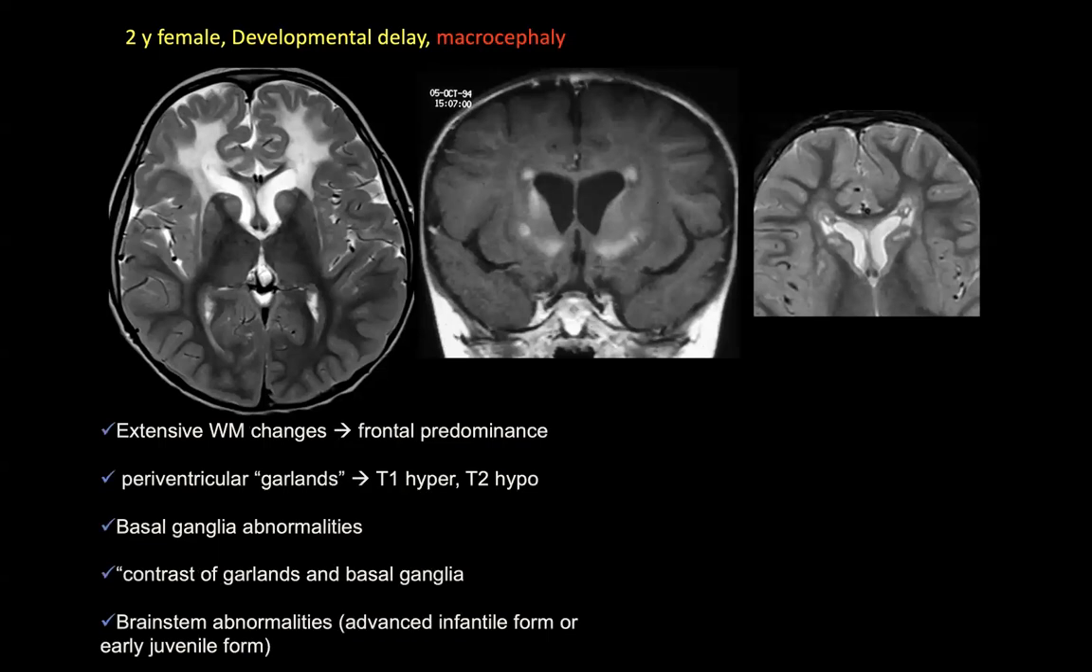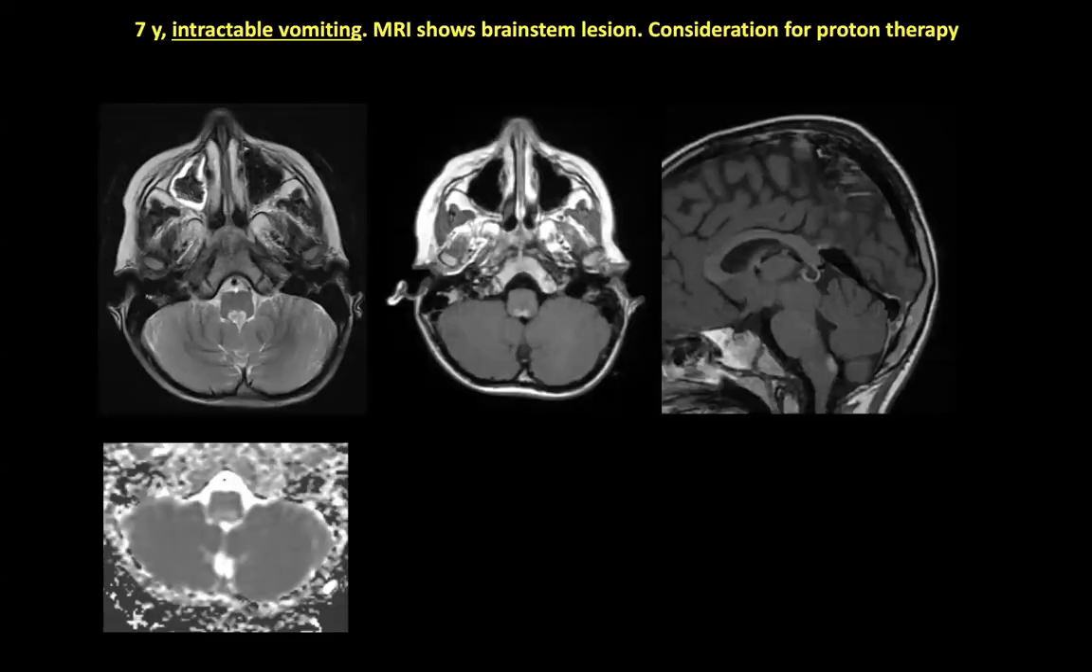And again, the pattern recognition is summarized here on the left. And this is typical of Alexander disease in the infantile form. But this is what you find in all the books. What you need to remember, because you can change the prognosis of the child, is this pattern of Alexander. This is a 7-year-old with intractable vomiting, and you have a brainstem lesion with enhancement that was diagnosed initially as a glioma.